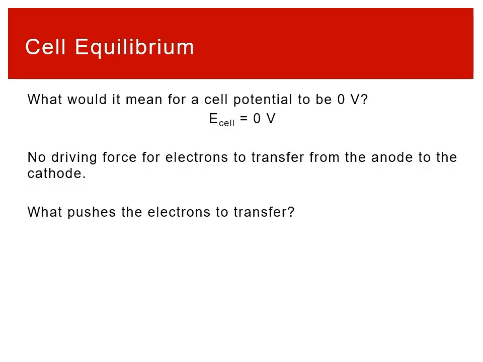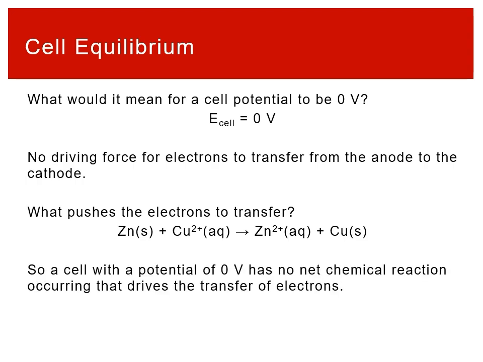Well, what is the driving force that normally pushes electrons? Chemistry, right? The chemical reaction normally is occurring. Reactants are becoming products. So a cell with a potential of 0 has no net chemical reaction happening. There is no transfer of electrons from the oxidation process into the reduction process. Instead, there's just nothing happening. There's no chemistry happening, so your electrons aren't flowing between the anode and the cathode.